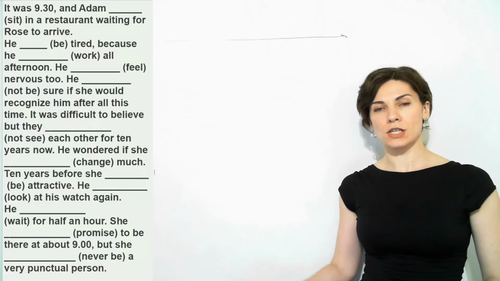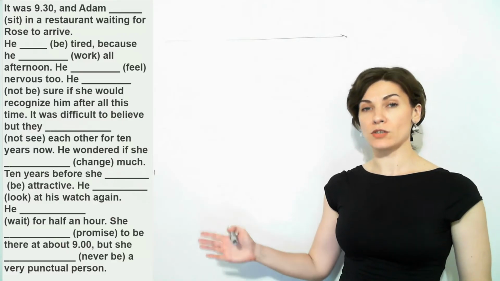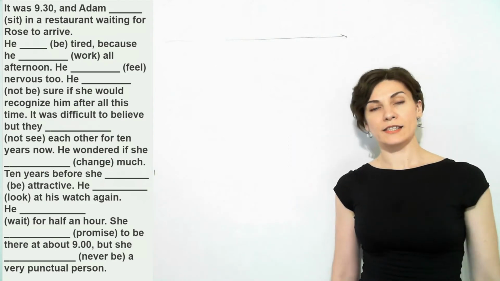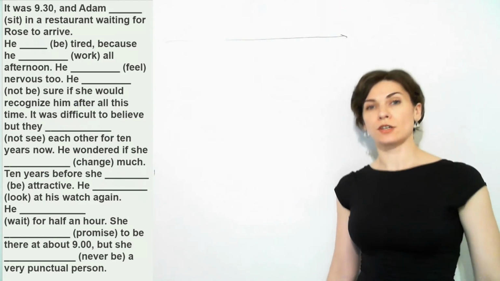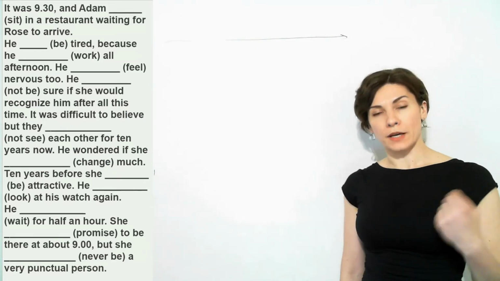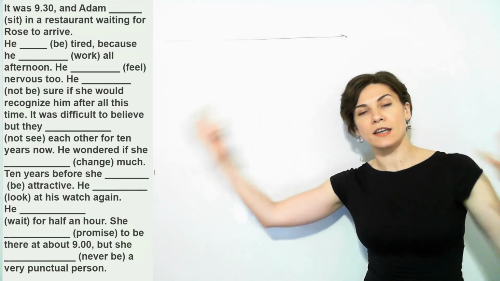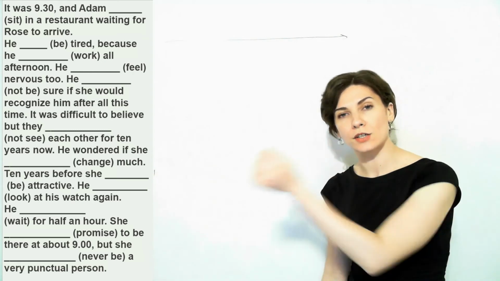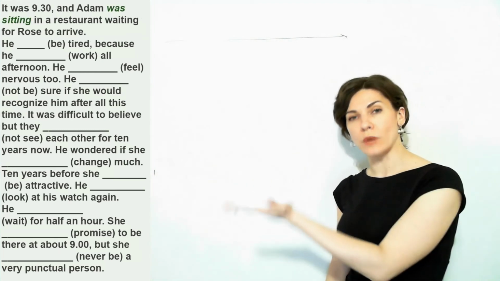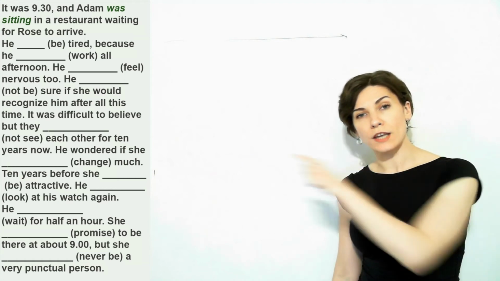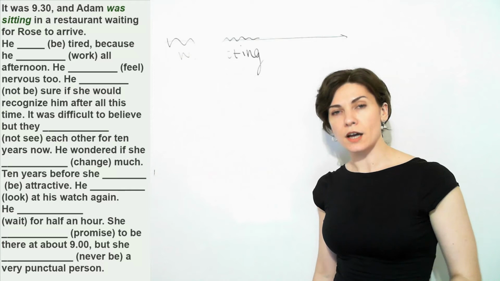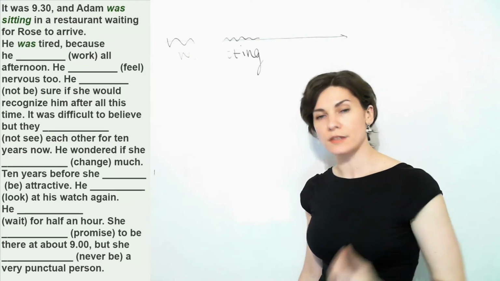It was 9:30 and Adam sat in a restaurant waiting for Rose to arrive. If we say sat, it would mean a short action. Just sat for a while and went away. But this action creates a setting for other shorter actions. That means that when actually he was sitting and waiting, other shorter events happened. Was sitting.